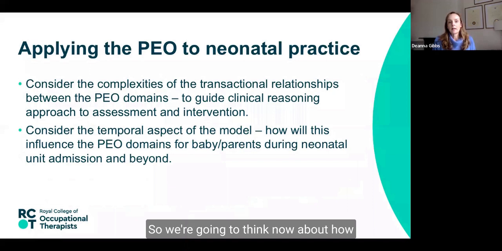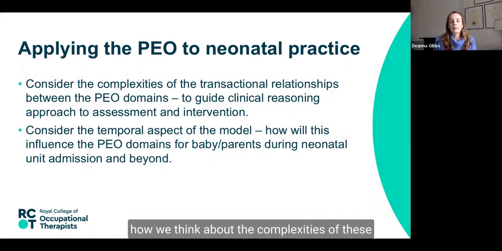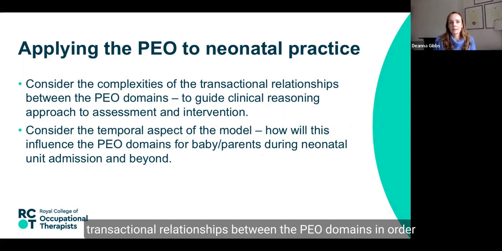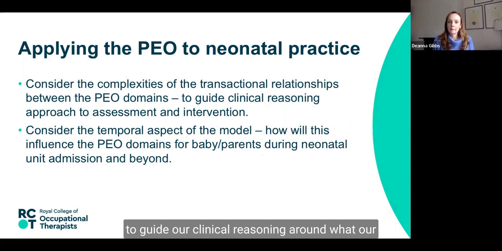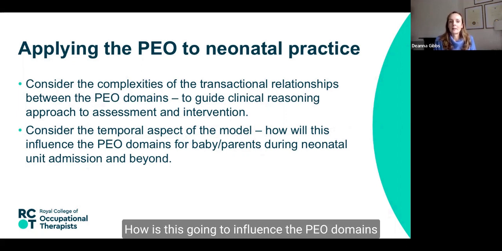So we're going to think now about how we apply the PEO to neonatal practice. And I think the two key things to think about working within the neonatal setting are, first, the complexities of these transactional relationships between the PEO domains, in order to guide our clinical reasoning around what our approach to assessment and intervention will be. And then, as we saw with the occupational adaptation model, we want to consider the temporal aspects of the model. How is this going to influence the PEO domains for the baby and their parents from the time we have a first contact with them, as they move through the various levels of acuity in the neonatal unit, and then beyond discharge as well.